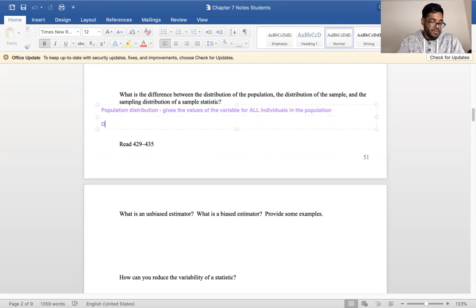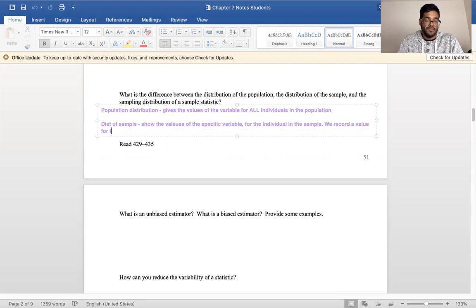Okay. Distribution of a sample shows the values of a specific variable for the individuals in the sample. We record a value for the statistic.